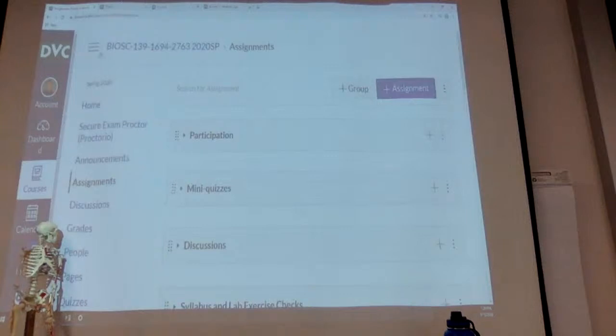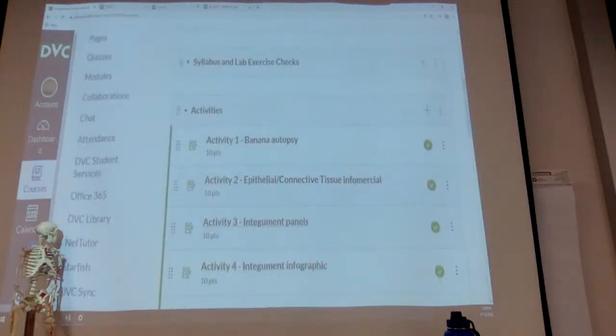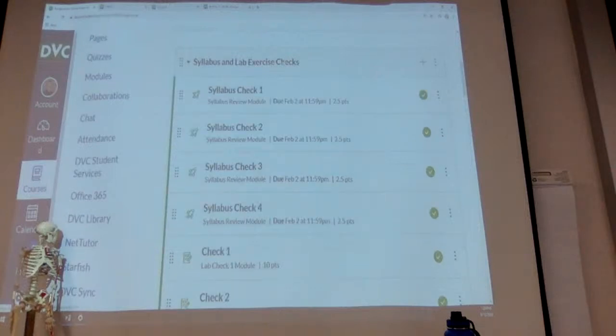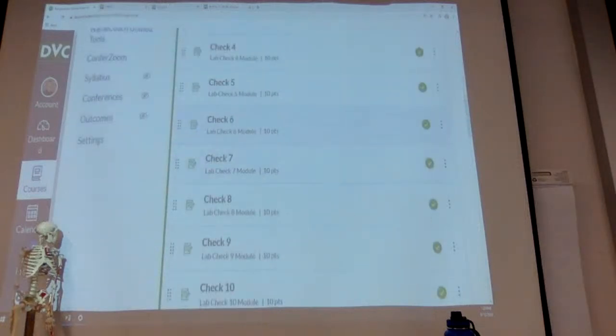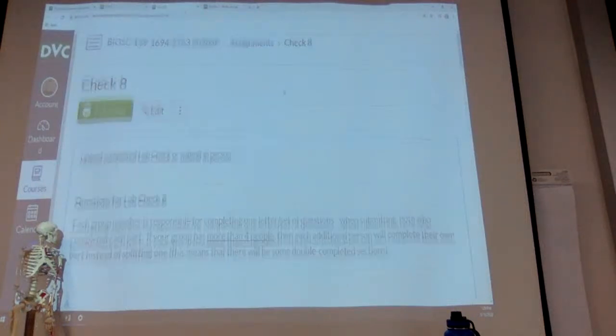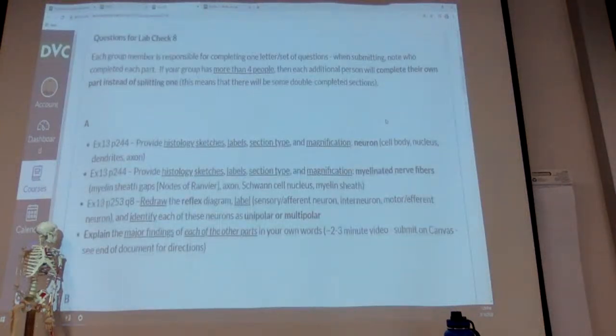From the home page, click on assignments. Under assignments, go down to syllabus and lab exercise checks. It's lab check 8 we're on now. So here's lab check 8.